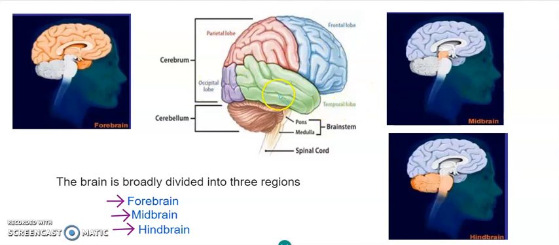Each has certain functions, so accordingly they have been divided into four categories. The hindbrain is further divided into three parts: cerebellum, the pons just behind it, and medulla, which is the brain stem, which connects the spinal cord to the brain. So the three parts are forebrain, midbrain, and hindbrain. We are going to talk about each individually.